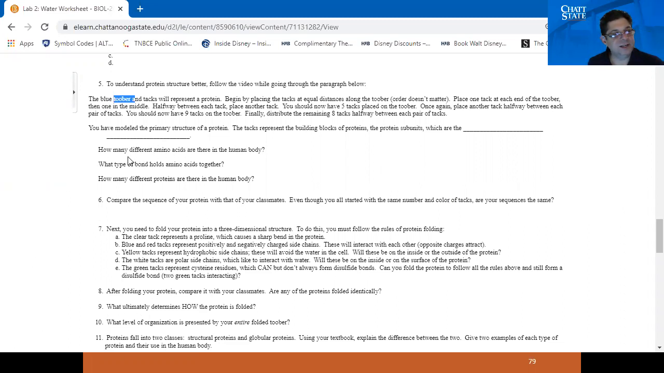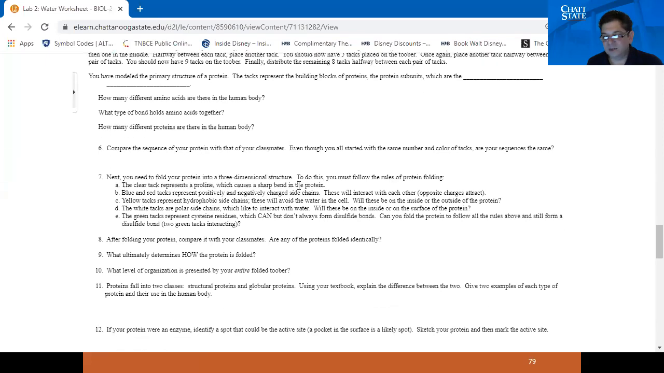So let's do the questions. How many different amino acids are in the body? 20. What type of bond holds them together? Peptide. How many different proteins are in the body? Thousands. Definitely thousands. Too many to count.